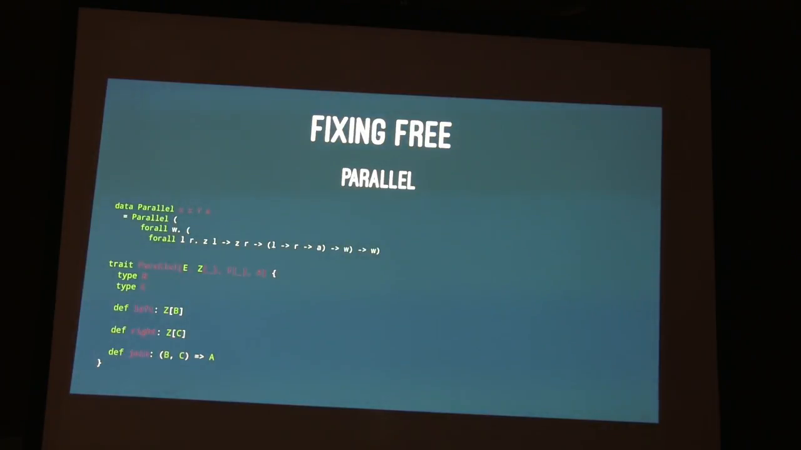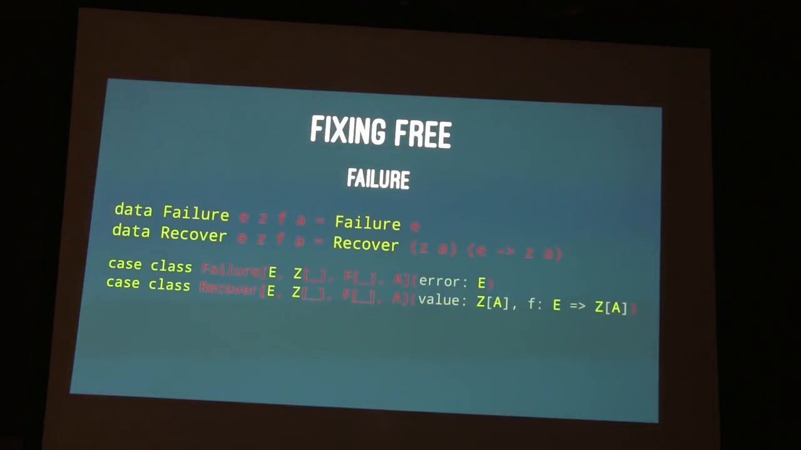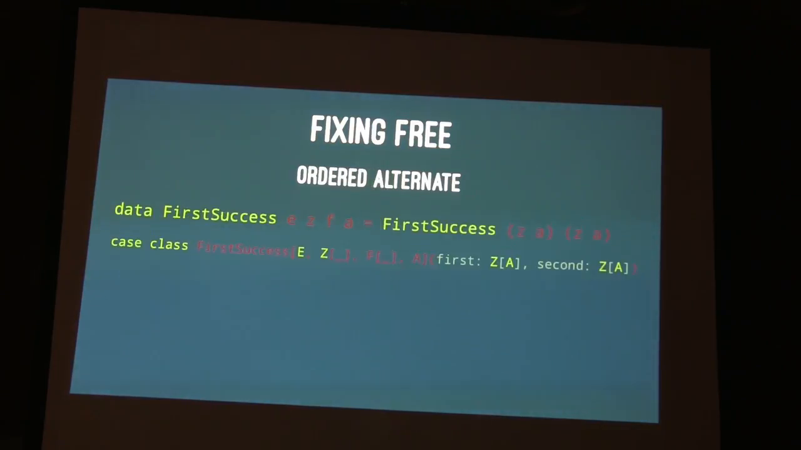Parallelism is a bit similar. We have a program that produces a B and a program that produces a C, and then we have a way to join those B and C together to get an A. Just stuff that into a data structure. Of course, the effect of failure is modeled by a way to halt the program with an error, as well as a way to recover from such a halt. And then we have ordered alternation here with first success, which is just try the first one, and if that doesn't work out, then try the second one.